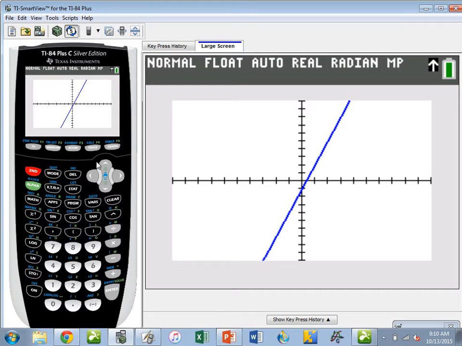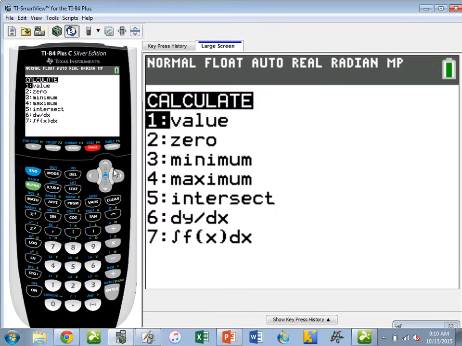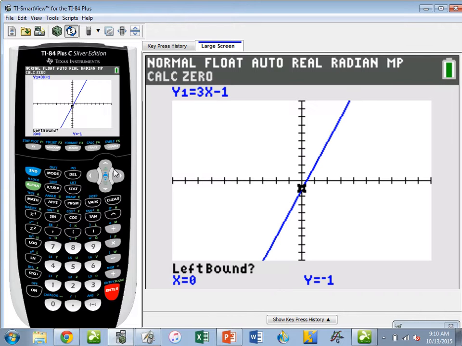If I do second trace, and I go to where it says zero, because remember, the zero of a function, graphically speaking, represents the x-intercept. I'm going to pick a point to the left of where the graph crosses the x-axis. For the right bound, I'm going to pick a point to the right of where the graph crosses the x-axis, and then I'm going to pick a point that I think marks pretty close to where the graph hits the x-axis. So here's what I get. X is equal to positive 1/3.